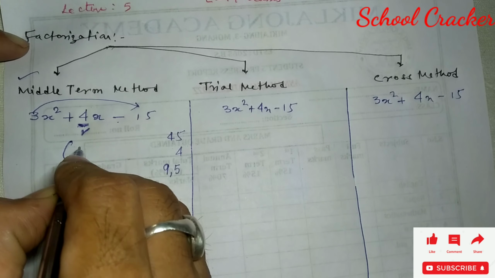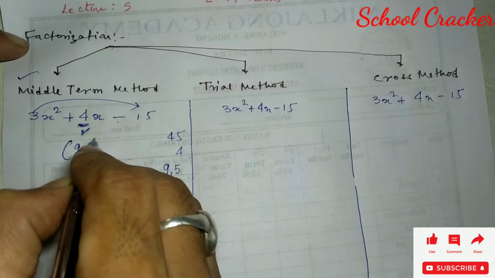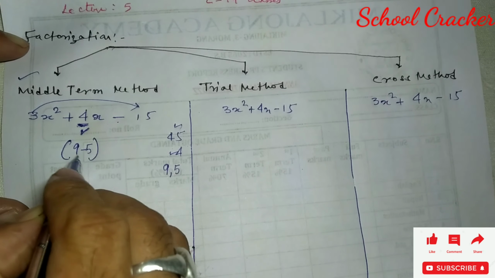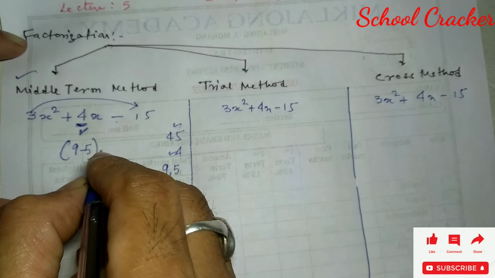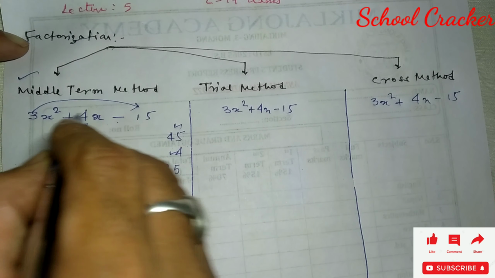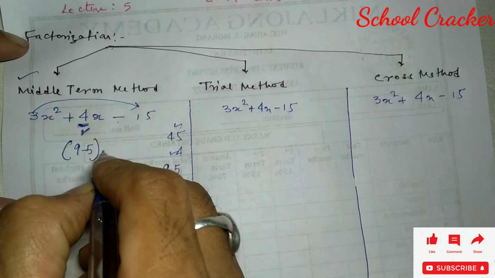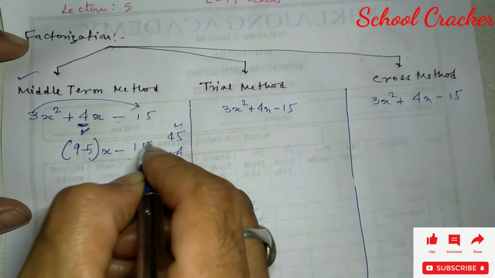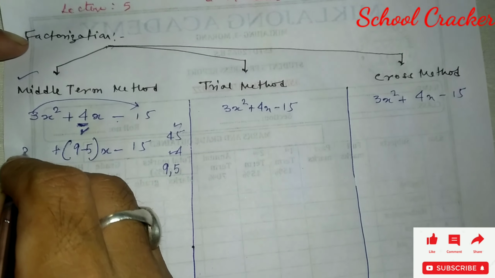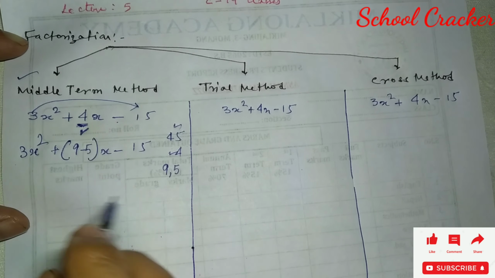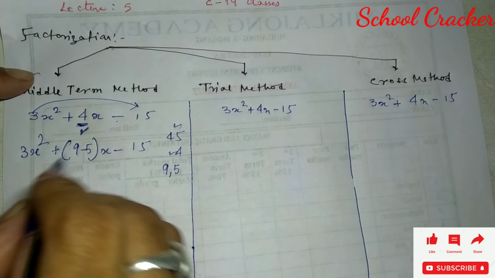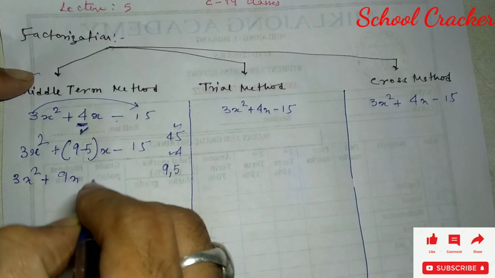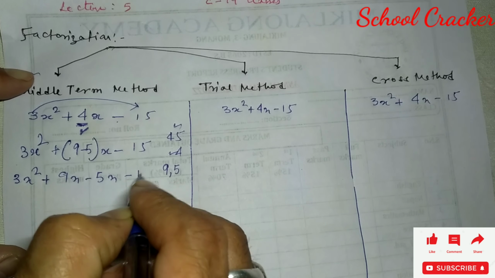Instead of 4, I'm just going to write 9 minus 5. That is, 9 fives are 45. 9 minus 5 is 4. So these two numbers are the required numbers. The rest we just have to write whatever is given in the polynomial. Like here x is given, minus is given, 15 is given, plus is given, 3x square is given. Just multiply, just open the bracket. 3x square plus 9x minus 5x minus 15.